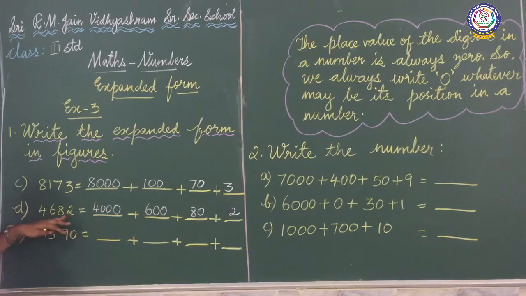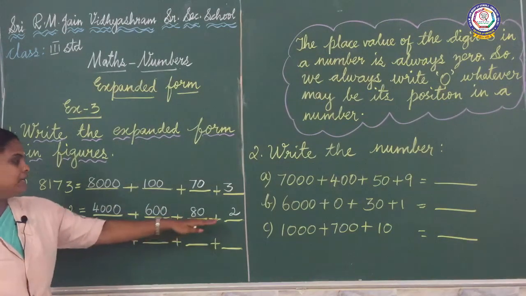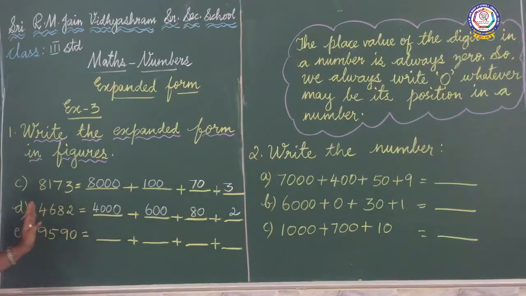So 4682. What's the place value of 4? 4 means 1000. So you write 4000 plus 600 plus 80 plus 2. So this is the expanded form of the number. Next, 9590. Here 9590.